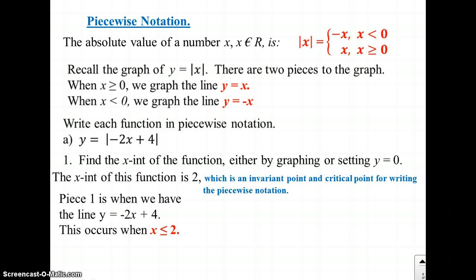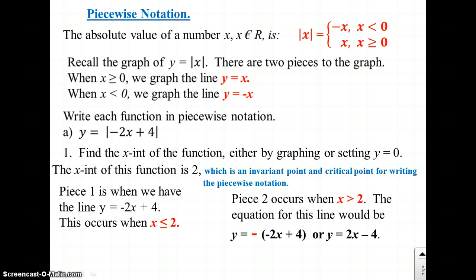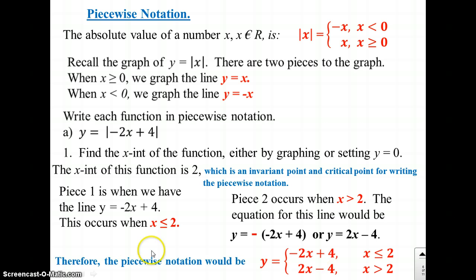So piece 1 is going to occur when the line y equals -2x plus 4 is occurring, and that happens when x is less than or equal to 2. Piece 2 occurs when x is greater than 2. So the equation for this line would be the negative of -2x plus 4, or positive 2x minus 4, if I multiply that negative sign through. So what does this piecewise notation for this function look like? We would say this. Y would equal -2x plus 4 when x is less than or equal to positive 2, and y would equal 2x minus 4 when x is greater than 2.